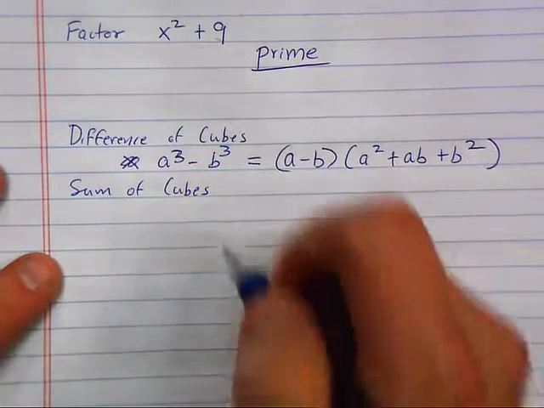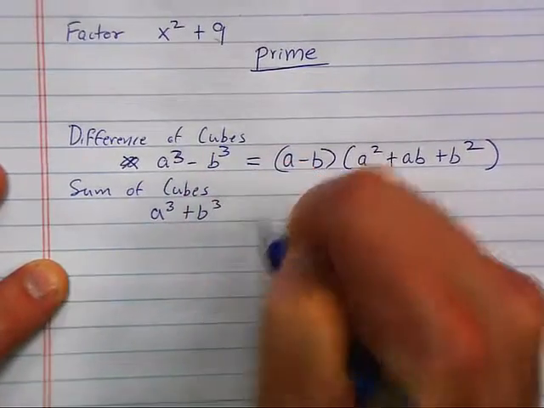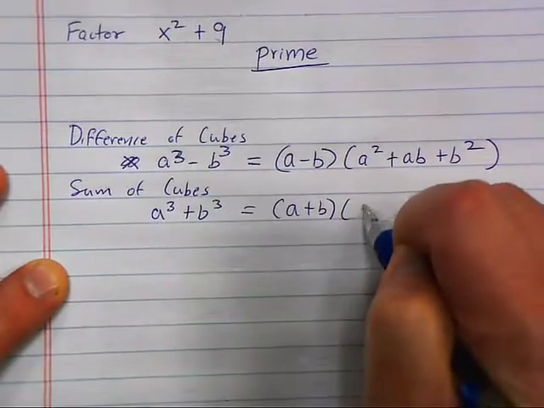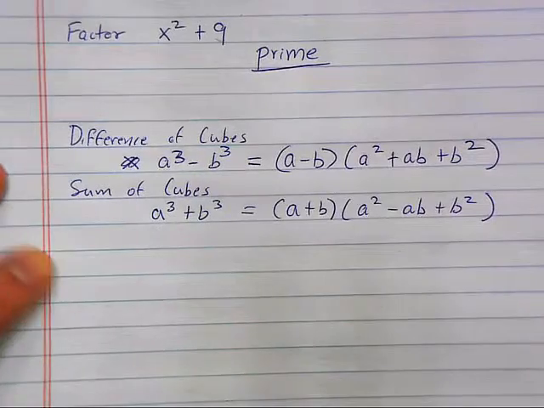And then the formula for sum of cubes looks very similar. A cubed plus b cubed. This one will factor as a plus b, a squared minus ab plus b squared.